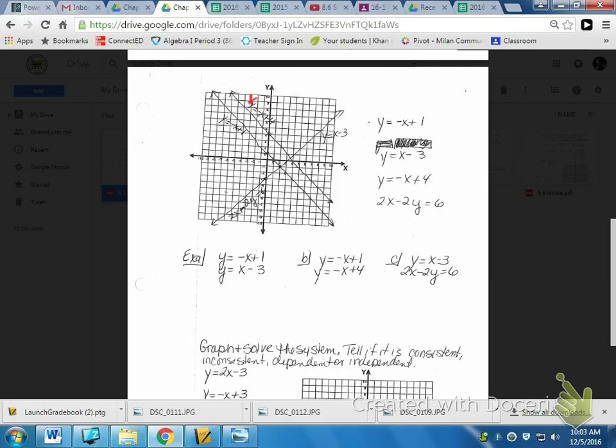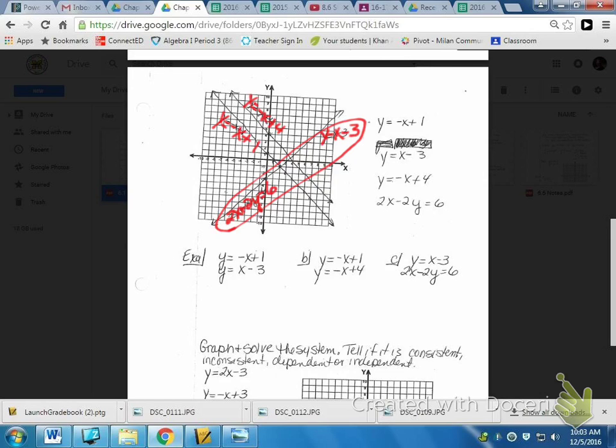This line is y equals negative x plus 4. This one down here is y equals negative x plus 1. This one, a little bit easier to read, is y equals x minus 3. And this one is 2x plus 2y equals, I think it says 6. Now, do you see something about these two right here? What's interesting about those, Maitri?